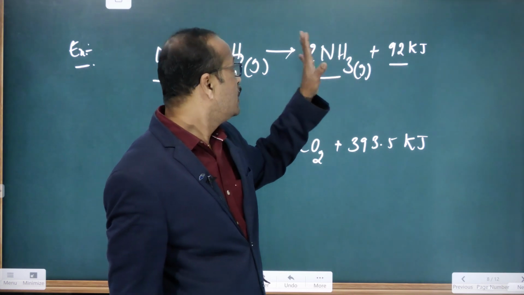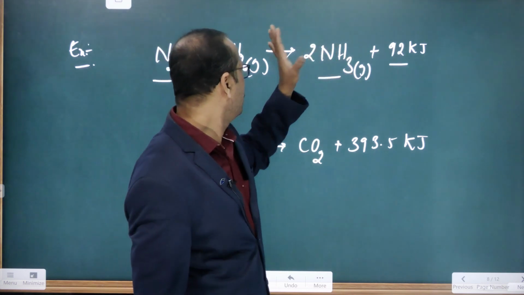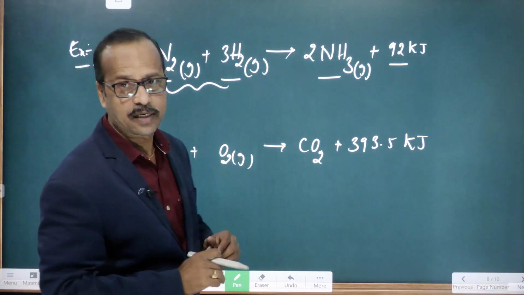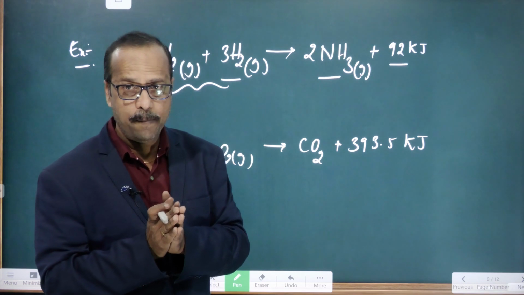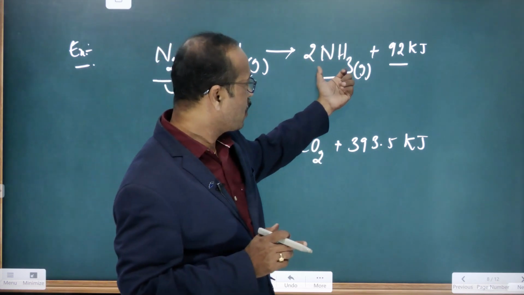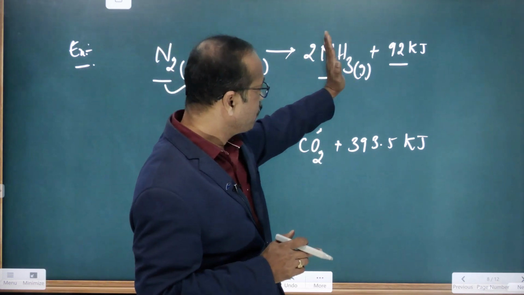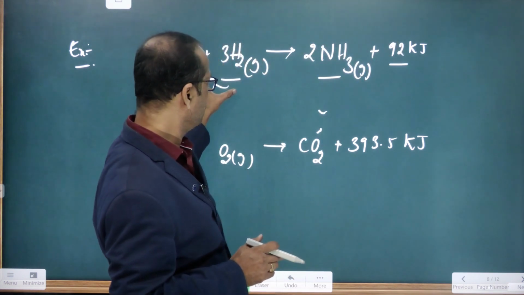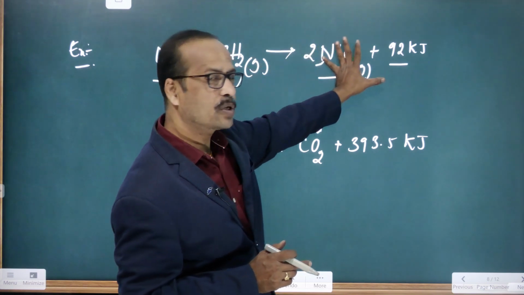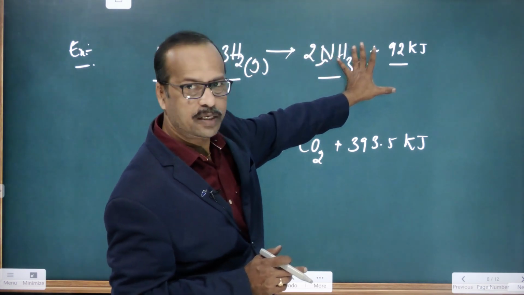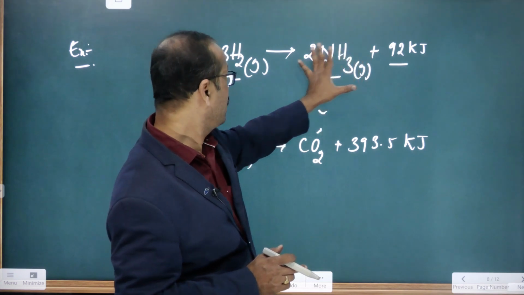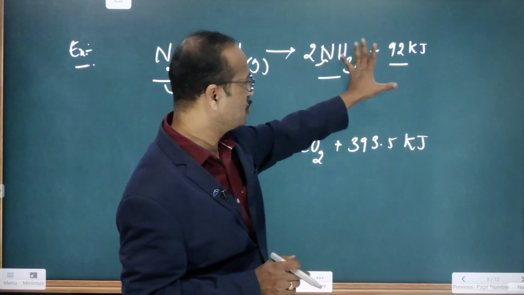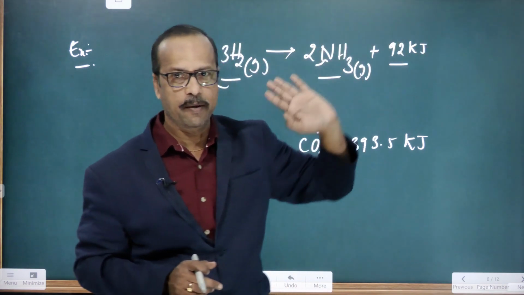Now if you add the heat content of the reactants and compare it with the product, the heat content of the product plus this is equal to the total heat content of the reactants. Yes or no? Now what's happening here? The total content should be equal to this one, but here it is releasing, it's going away.